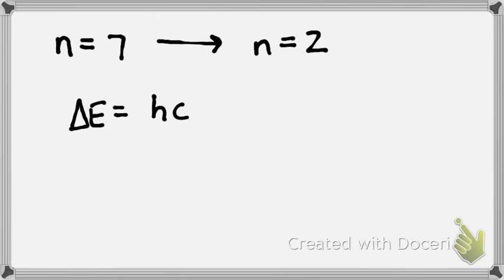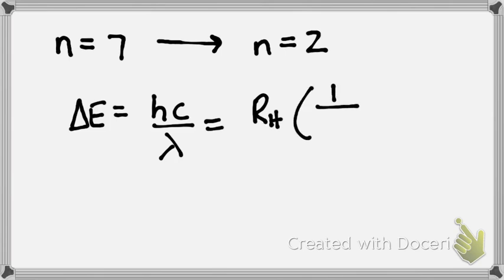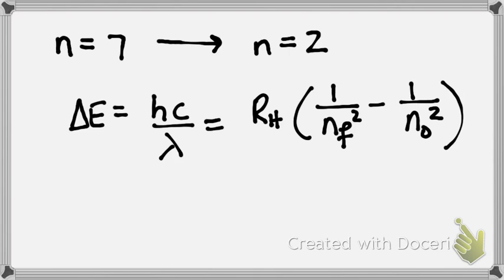which is equal to hc over lambda, which is also equal to Rydberg's constant times 1 over nf squared minus 1 over n original squared. And the variable that we're solving for, besides the energy, is the emission wavelength.